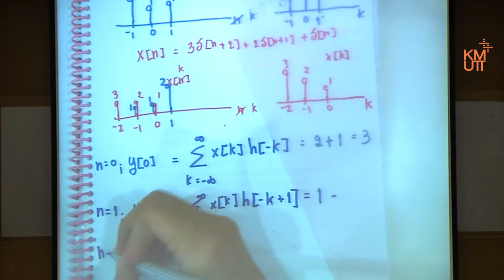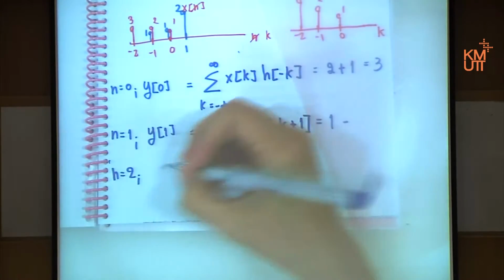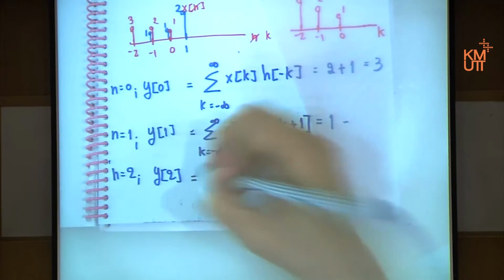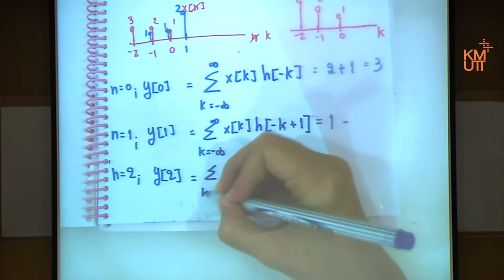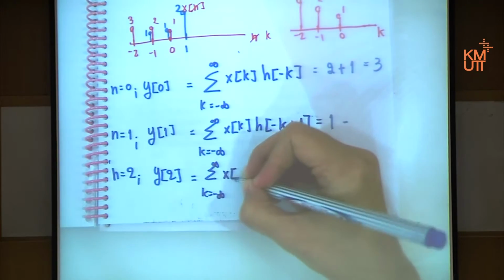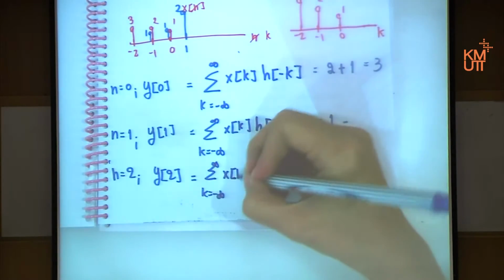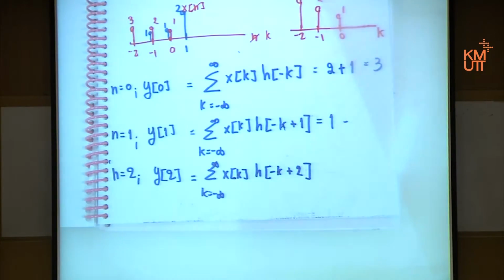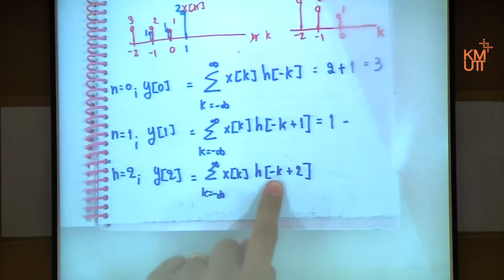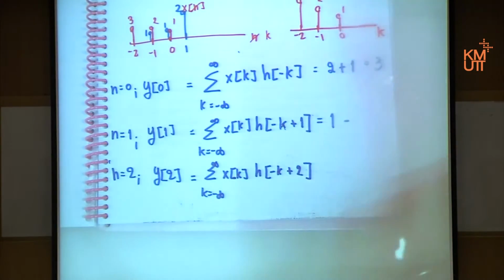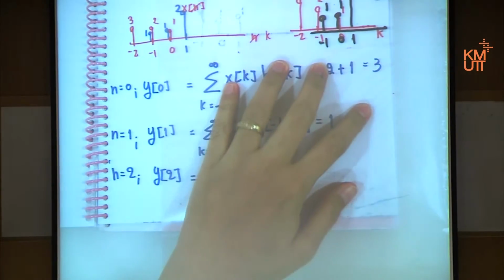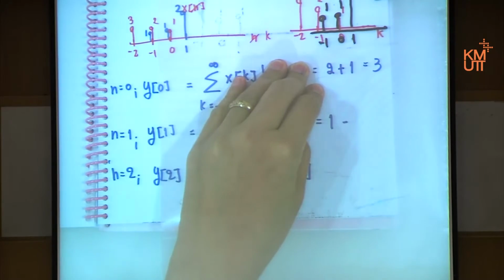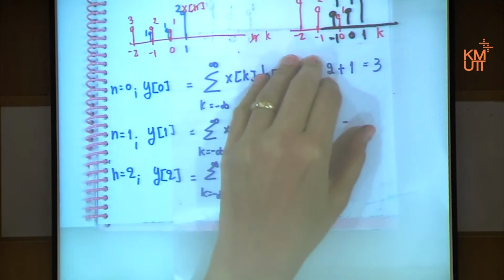If your n equal to 2, it means that you want to find y2. y2 is equal to the sum from minus infinity to infinity of xk multiplied by h minus k plus 2. It means that for this case you need to shift h minus k to the right by 2 units. For the initial position, h minus k will look like this one. You shift it to the right by 2 units, 1 and 2.